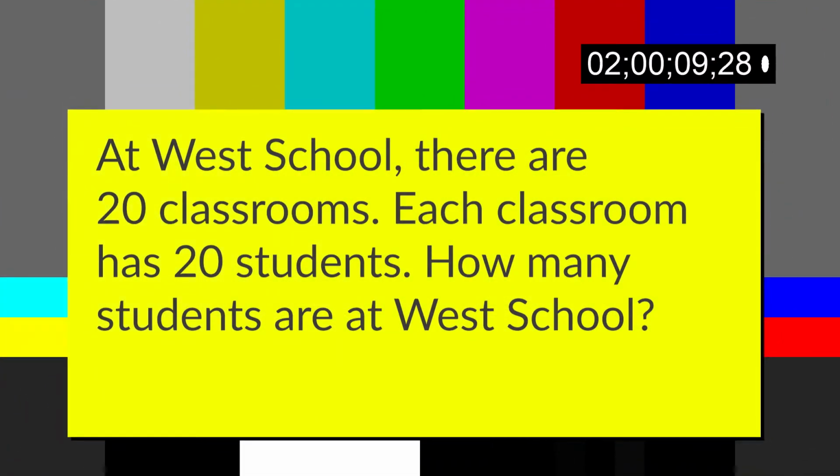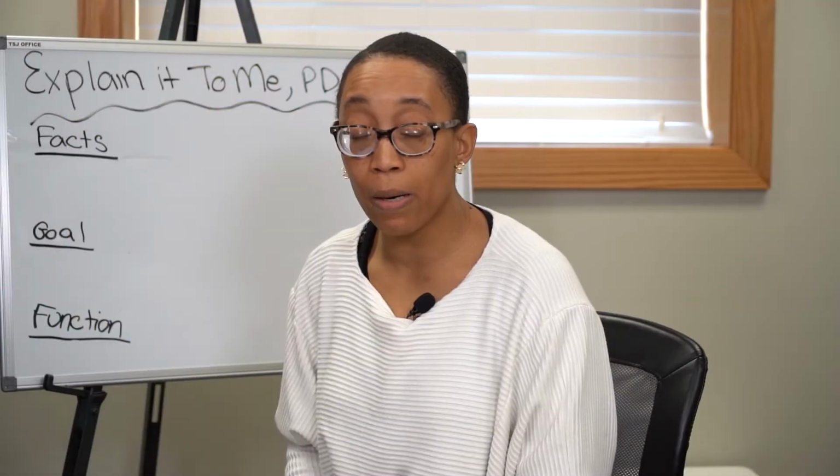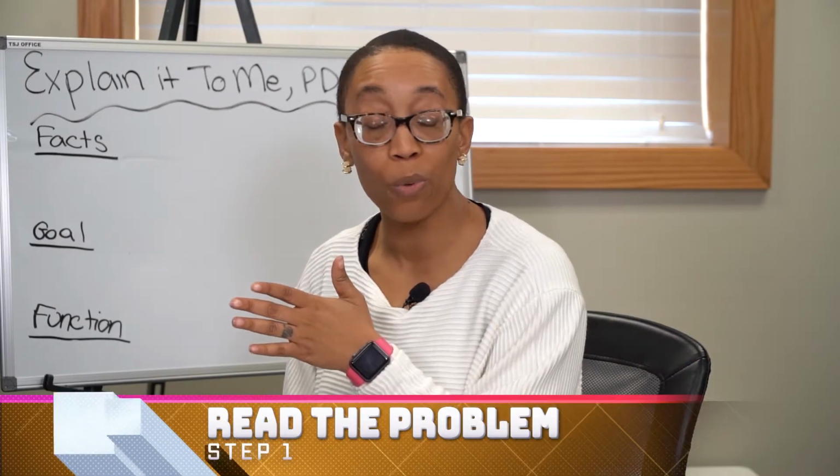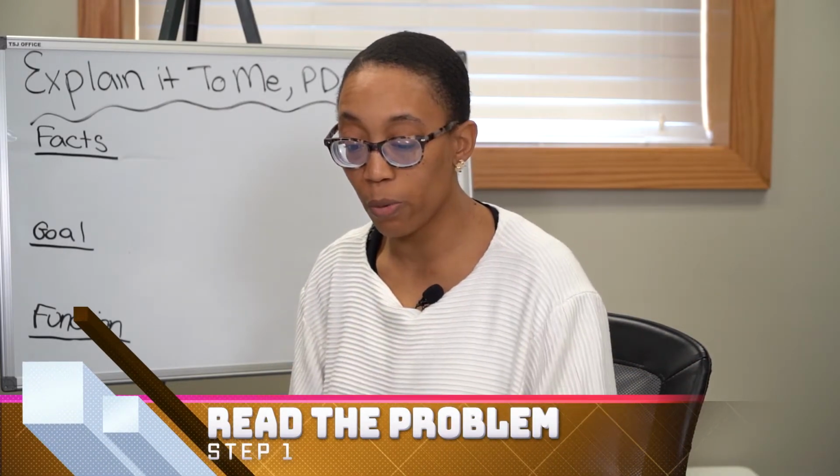Okay, let's do this one. At West School, there are 20 classrooms. Each classroom has 20 students. How many students are at West School? Okay, so we just did step number 1. Step number 1 is to read through the whole problem. Don't stop, just read through the whole problem.